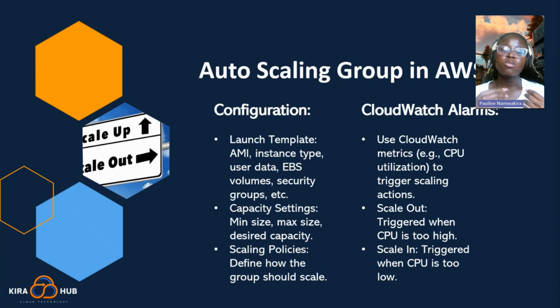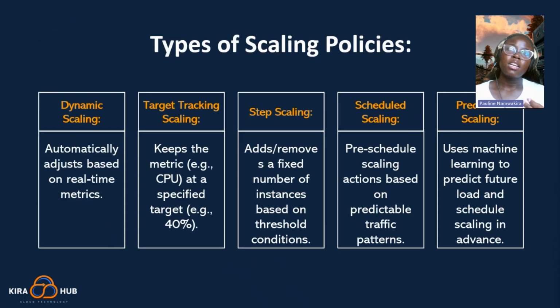And then you also need to set up your scaling policies, which define how you're going to scale. Speaking of scaling policies, we can use CloudWatch alarms. We'll talk about CloudWatch later. We need to set up metrics like maybe the CPU utilization went above 80%, so add an instance. A scale out will be triggered when the CPU is too high, or a scale in triggered when the CPU is too low.